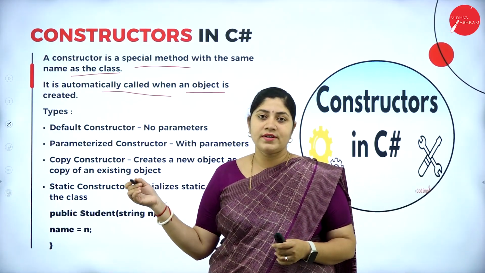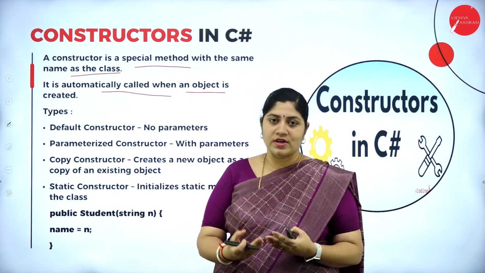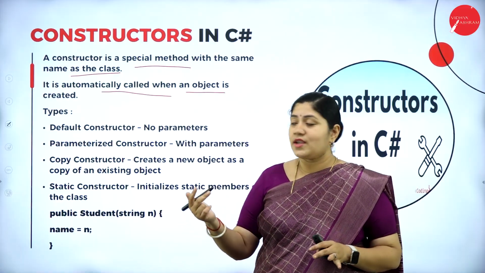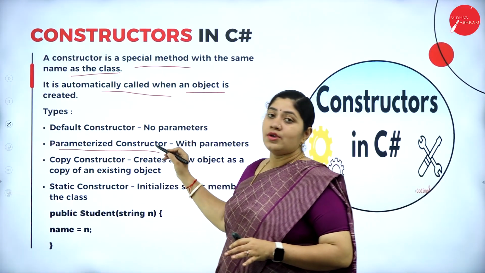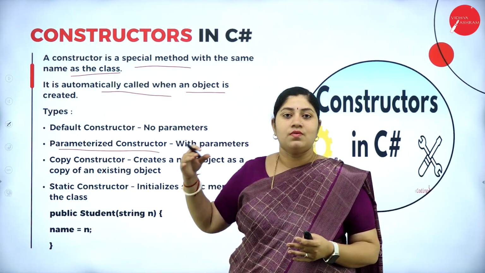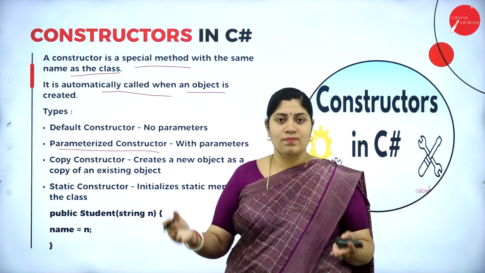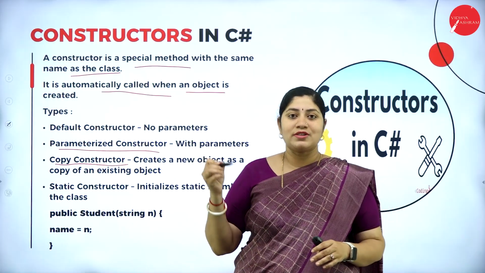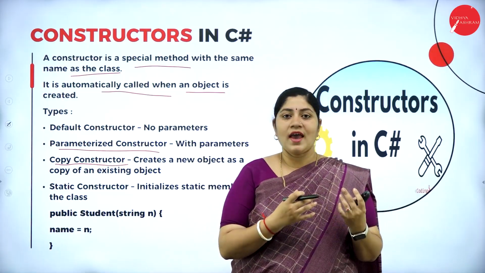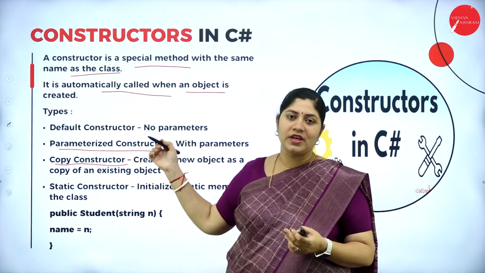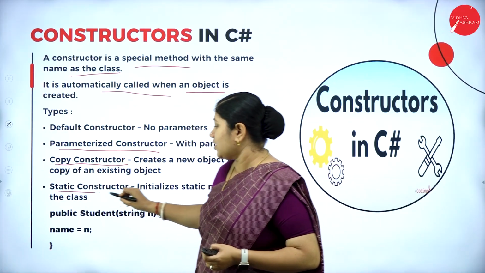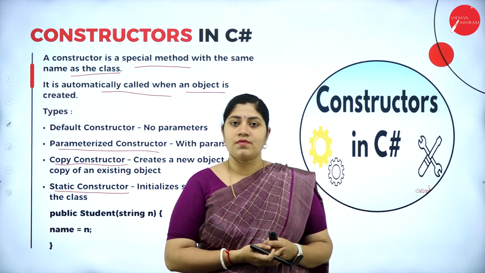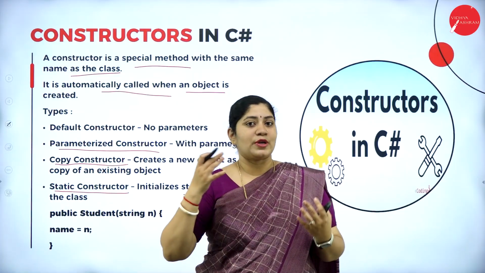Let's understand the different types of constructors that we utilize. The first one is a default constructor, which works without any parameters. The second type is a parameterized constructor. As the name implies, it is defined by using a set of parameters. Next is a copy constructor, which holds a copy of an existing object. Up next is a static constructor, which initializes the static members of the class. So these are the various types of constructors that we utilize in C#.